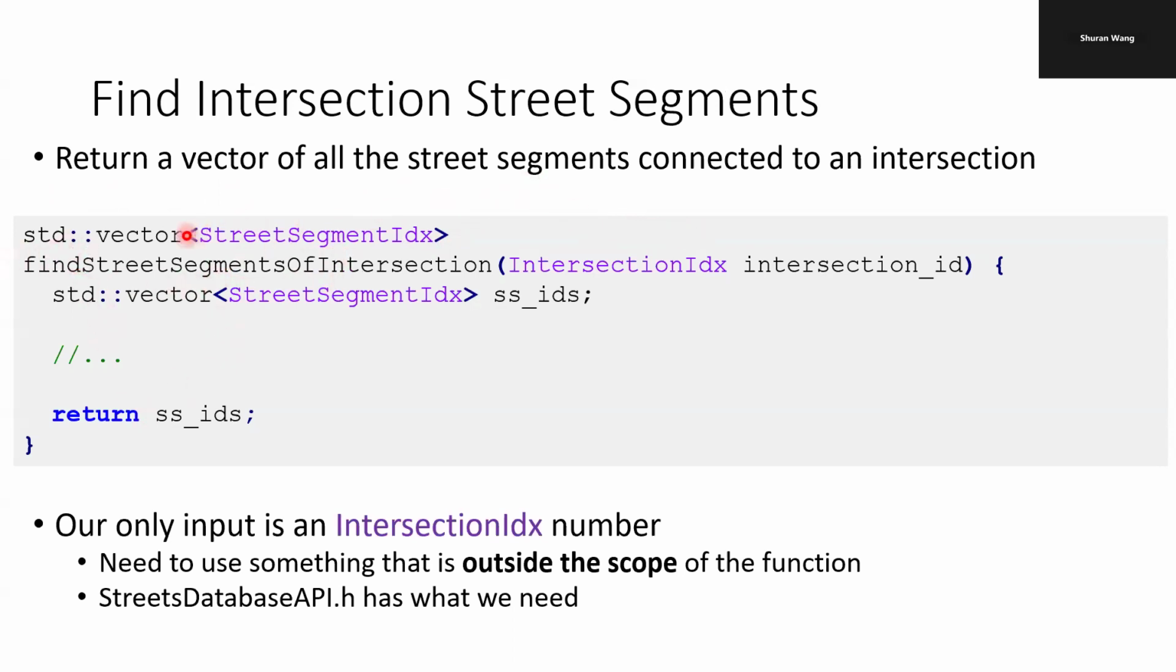So the return is a vector of street segment indices. It takes in the intersection index for a single intersection, and you need to obtain all of the street segment IDs connected to that intersection. Our only input is the intersection ID, so we need to access something that's outside the scope of this function. And this is where you need to start reading the StreetsDatabaseAPI.h. This is also very important for you to read from top to bottom.